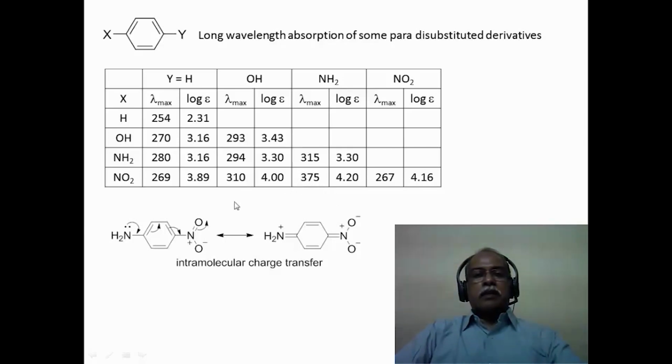In other words, para-nitrophenol is a yellow colored substance, para-nitroaniline is a deeper yellow colored substance, whereas phenol, aniline and nitrobenzene are practically colorless. I mean, nitrobenzene is sort of pale yellow, but phenol and aniline are practically colorless liquids. And the color is essentially happening because of the shift of the wavelength to the longer wavelength region, which is because of the intramolecular charge transfer, represented by the canonical structures shown here.